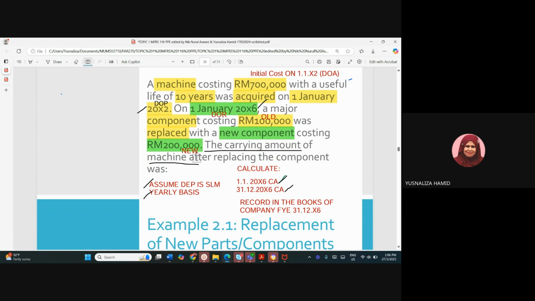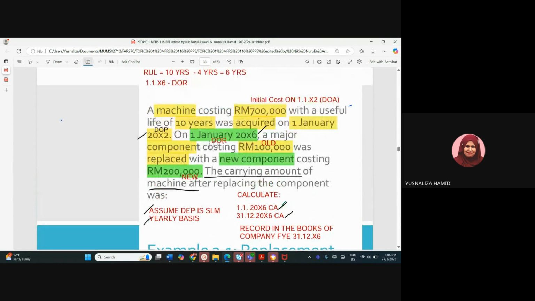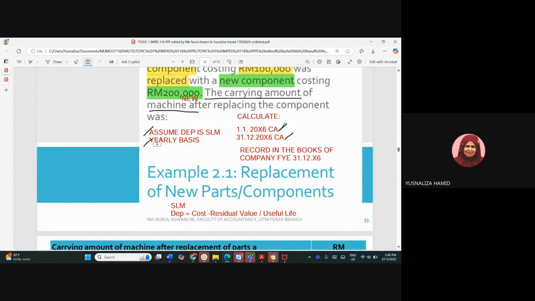The carrying amount of the machine after replacing the component, you are asked to calculate that. What is the carrying amount of the machine after replacing the component? Meaning that after you took out the old one and you replace with the new one. So I want you to assume the depreciation here is straight line method because you are given the 10 years to be the useful life. You are also to assume it is yearly basis because no information stated otherwise.